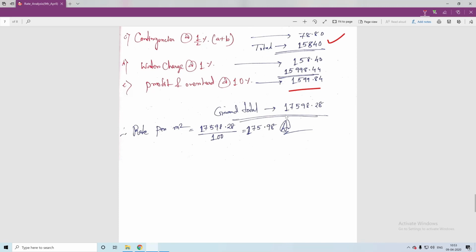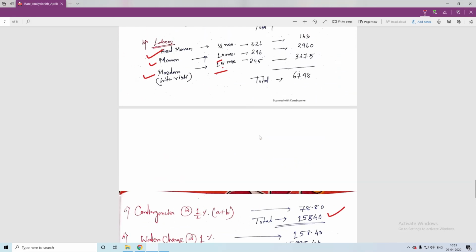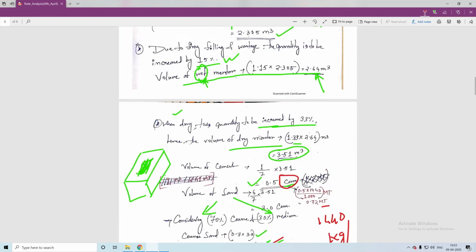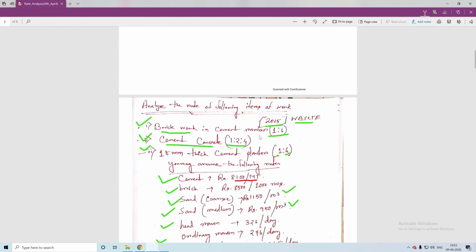In this way the grand total becomes 17599.28. Initially we considered 100 meter square, so we divide the value by 100 and get the per meter square rate. Now whatever area you need to plaster, you just multiply that with this 175.98, that means the per unit rate, and you can get the ultimate result. So this is the total thing. Thank you.